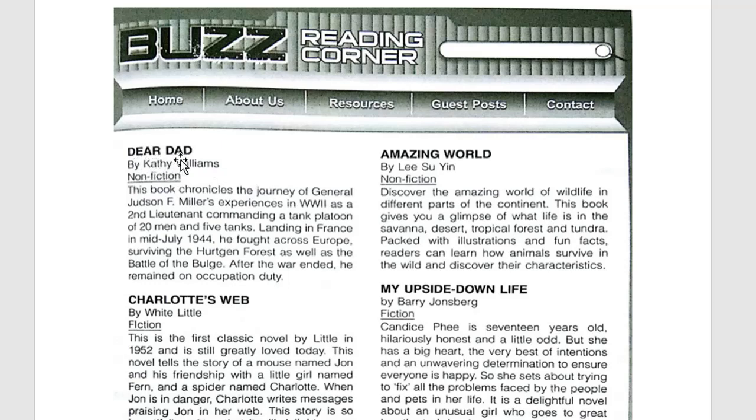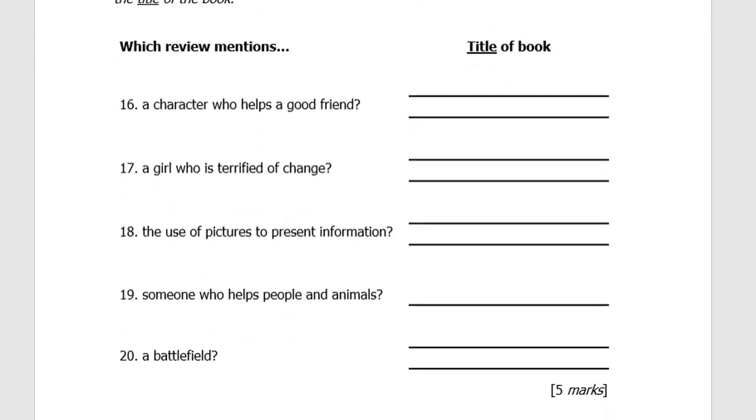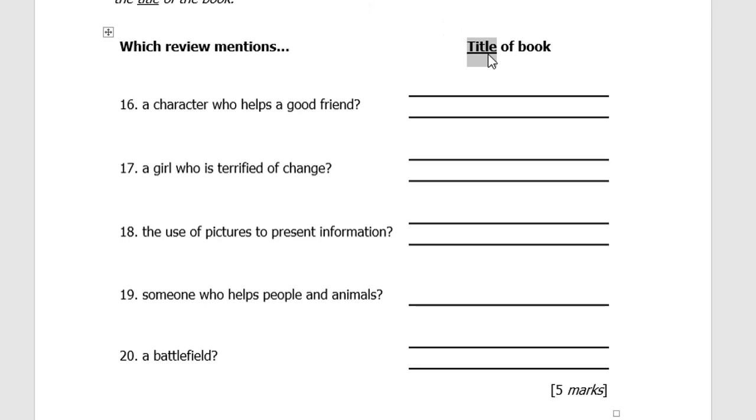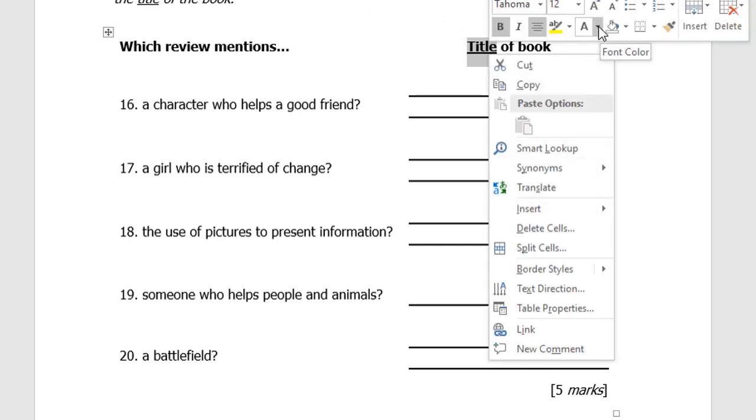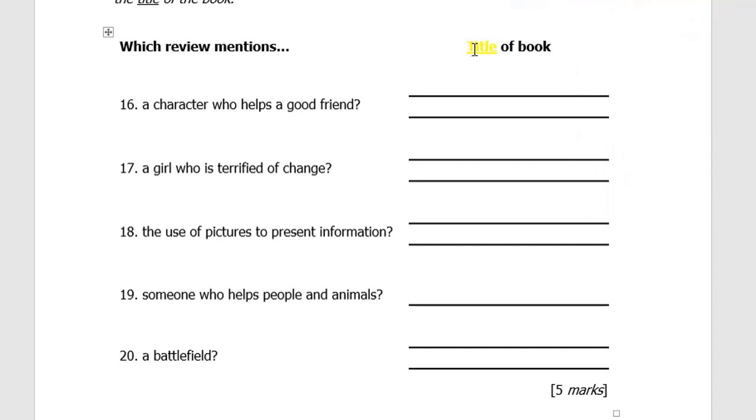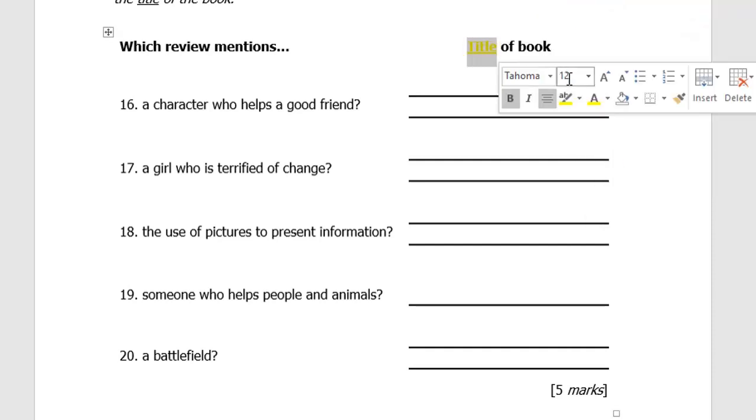Dear Dad. If I ask you, what is the title of the book? Your answer should be Dear Dad. Unfortunately, some of you are so confused when I ask you this question. Title of book, tajuk buku. Okay, title of book. I want you to write the title of book. I don't ask you the author of the book.